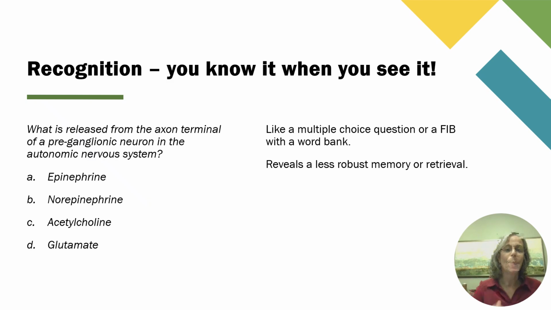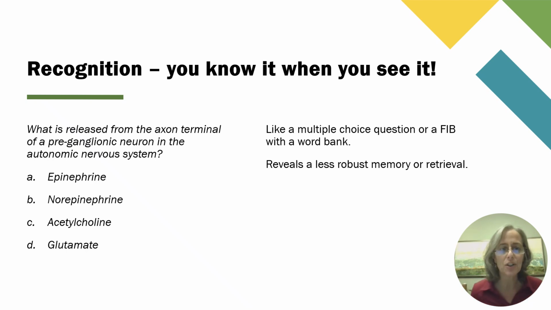Okay, so the second type of memory retrieval, which is kind of a little bit lower down now, is recognition. So you know it when you see it. So it's like a multiple choice question or a fill in the blank question with a word bank, which is basically a multiple choice question. So this is a little less robust. We're giving you more help this time.